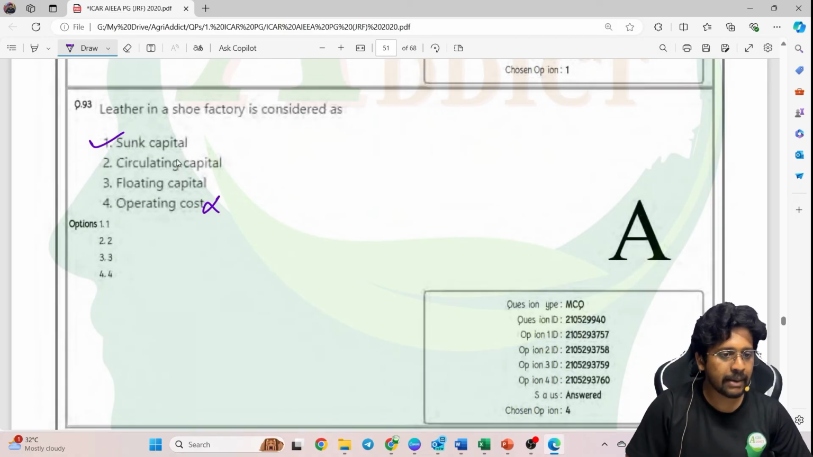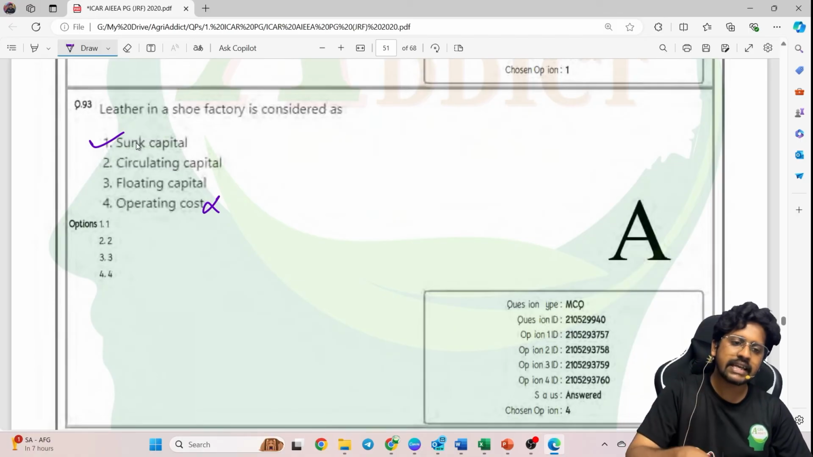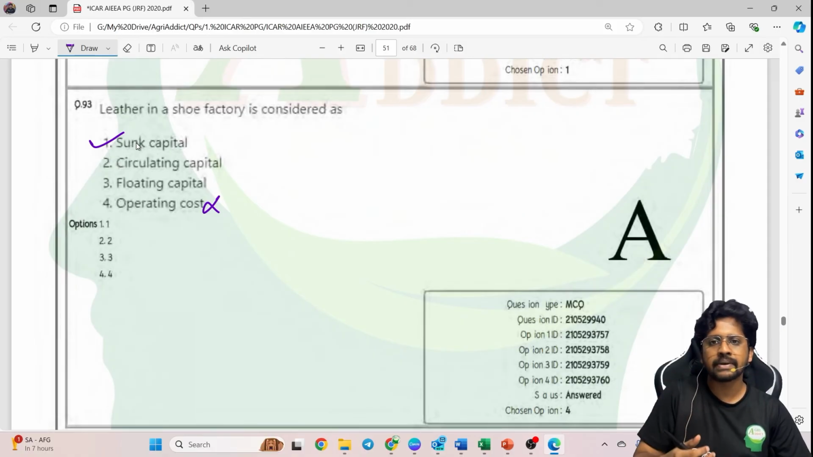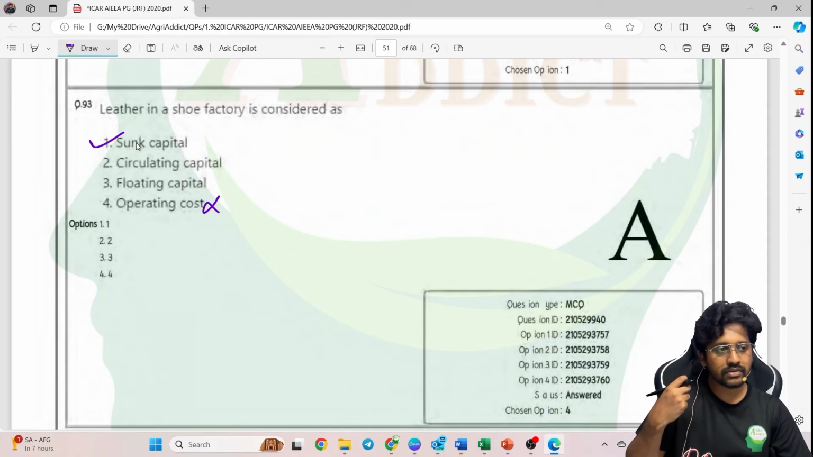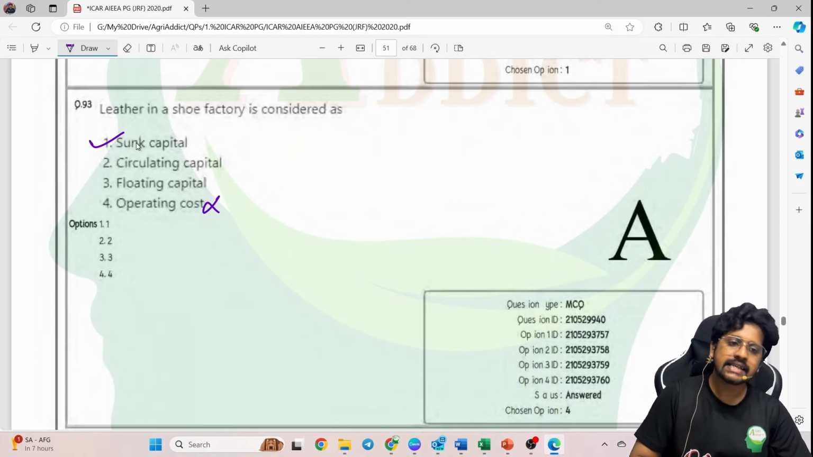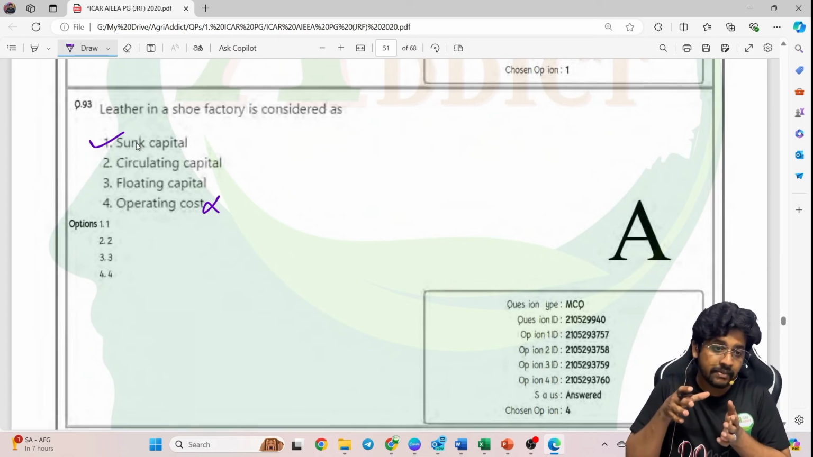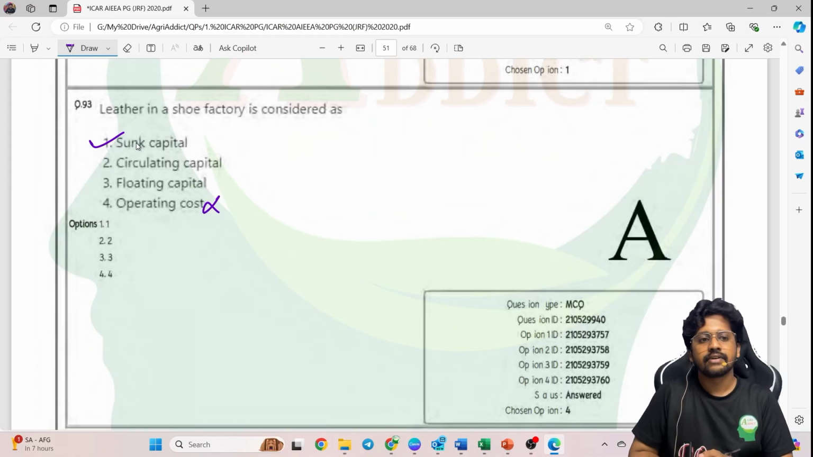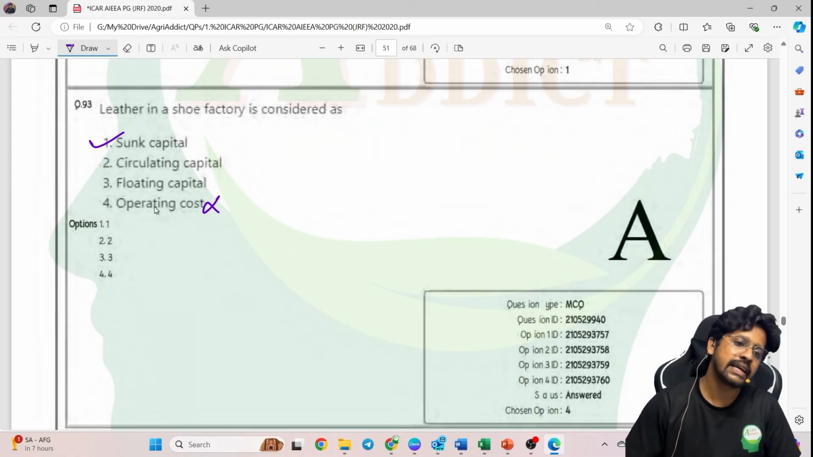What about the circulating capital? Leather can also be considered as a circulating capital, but circulating capital means that capital which will be completely used up during the production process. Actually leather can also be considered as a circulating capital, but in the scenario of the shoe factory, when leather is particularly asked, the most appropriate answer would be sunk capital.